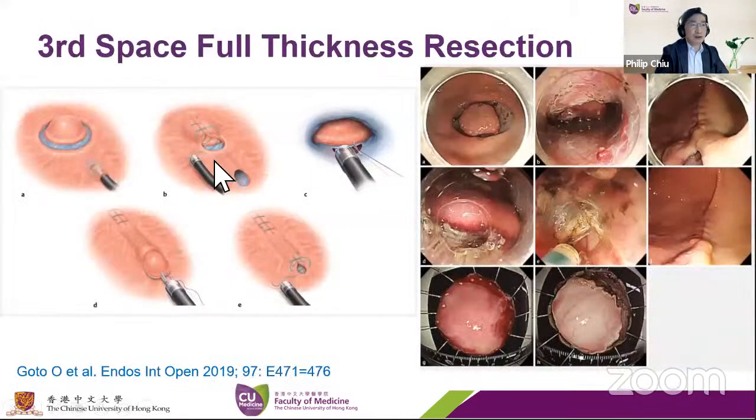So I think in the future, we might actually combine the exposed and the non-exposed technique. I think this is a wonderful, innovative approach reported by Professor Goto from Japan. So first, he performed a circumferential incision, afterwards developed a tunnel after closure of this mucosal defect, and then performed a full thickness non-exposed resection within the tunnel, and then finally closed the tunnel with the suture.